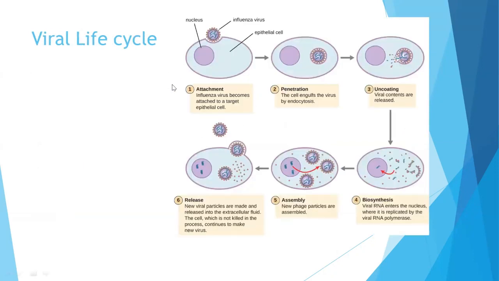Now, this is the viral life cycle. First of all, there is attachment. For example, the influenza virus becomes attached to a target epithelial cell. Then there is penetration: the cell engulfs the virus by endocytosis. And then there is uncoating, where the viral contents are released inside the cell.